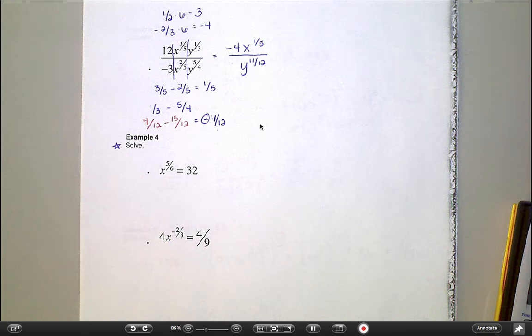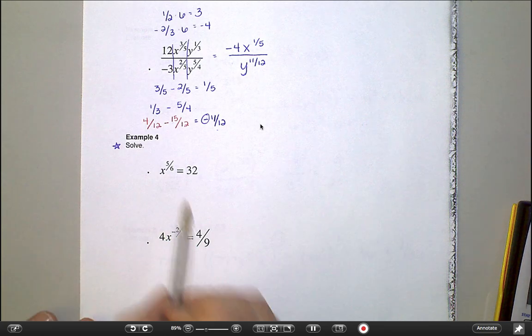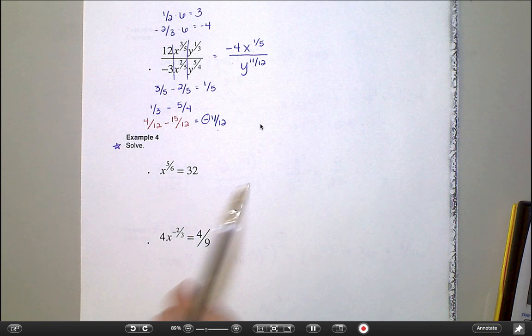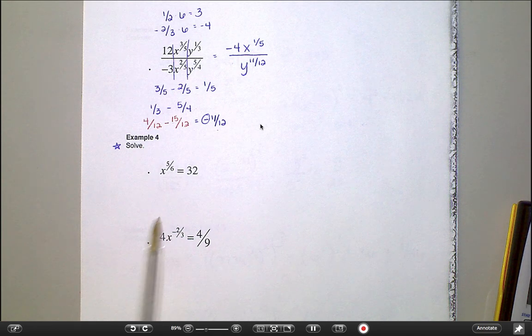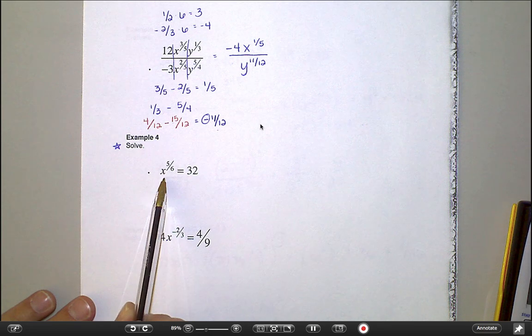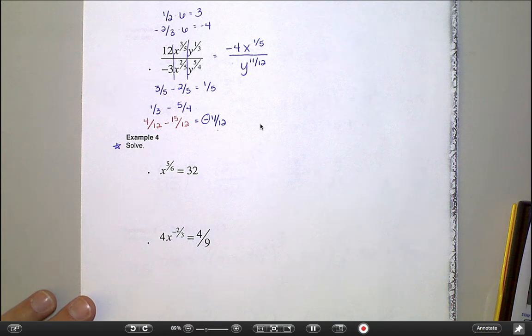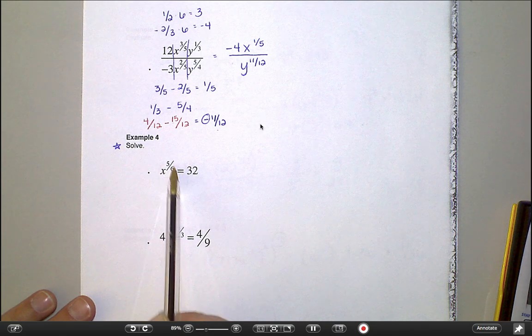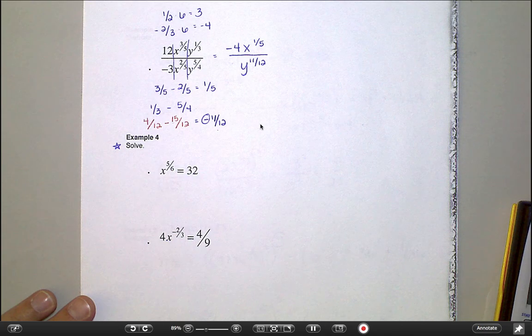We're doing some solving here. First thing to get rid of is anything that's being added, subtracted, multiplied, or divided. This first example doesn't have any of that. It's just a power, right? But if I did have x to the 5/6 plus 7 or something, I would get rid of that other number first, okay?